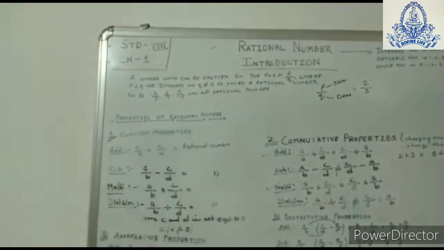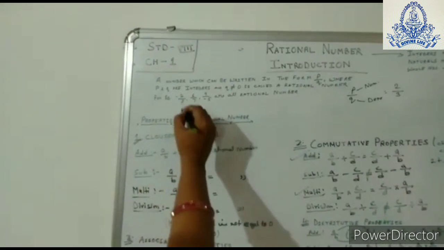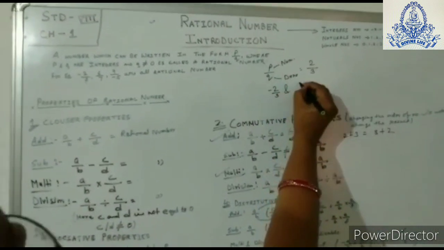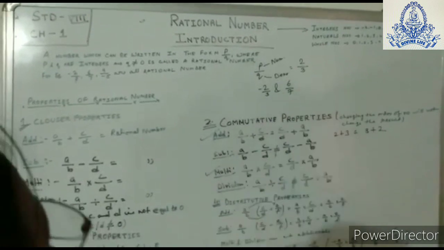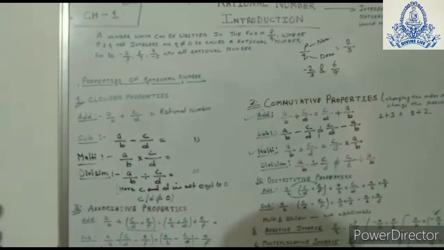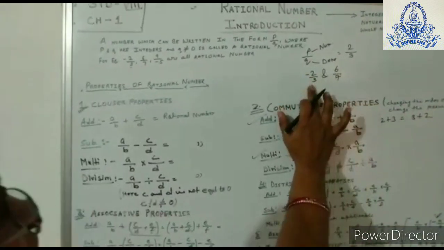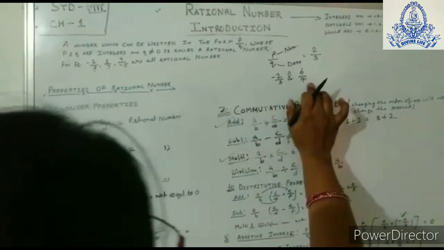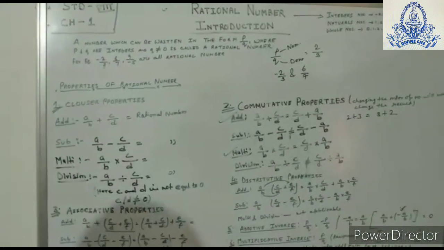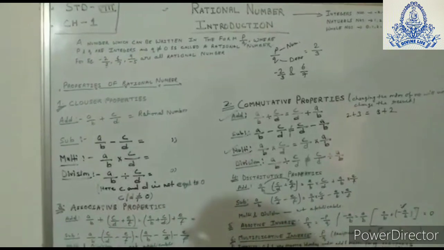For example, minus 2 upon 3 and 6 upon 7 are examples of rational numbers. That means a rational number can be a negative integer as well as a positive integer. Now let's come to the properties of rational numbers.